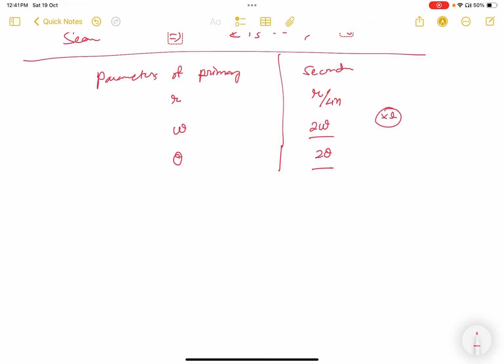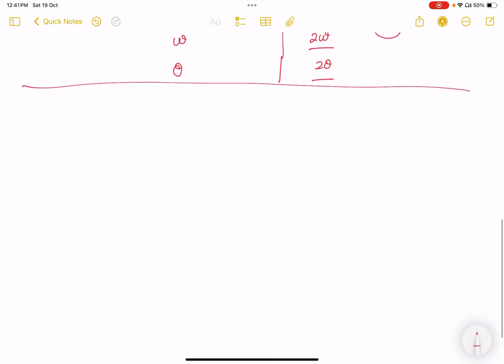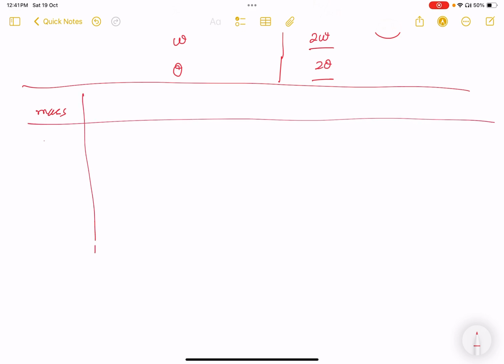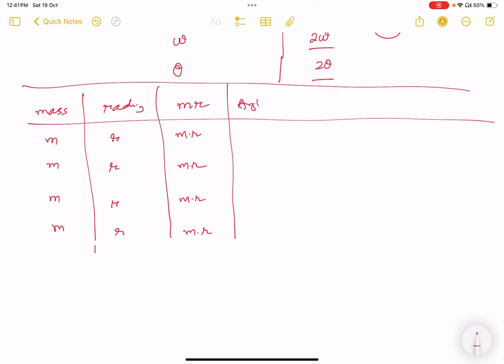Okay. So let us understand one example based on this. Suppose all the masses are the same, and all have the same crank radius. Then what we calculate is m r, so this will be m r for all of them. For the angle, we have defined: this is 0, this is 180 plus 0, this is 180 plus 0, and this is again 0.